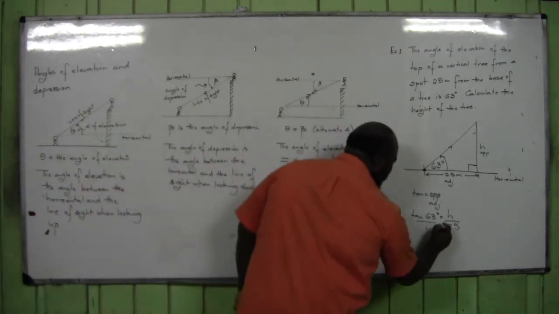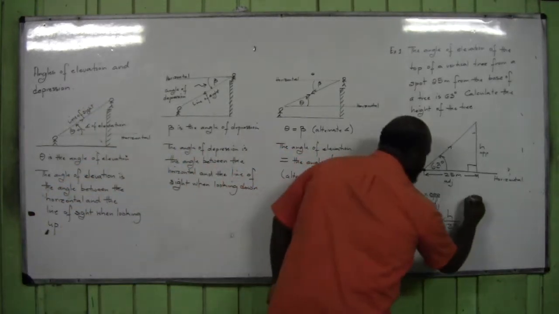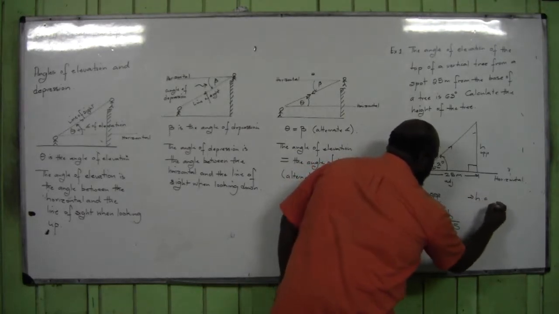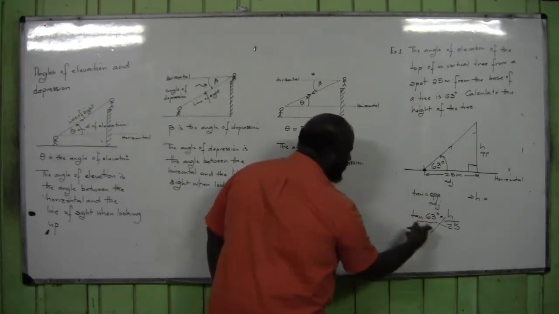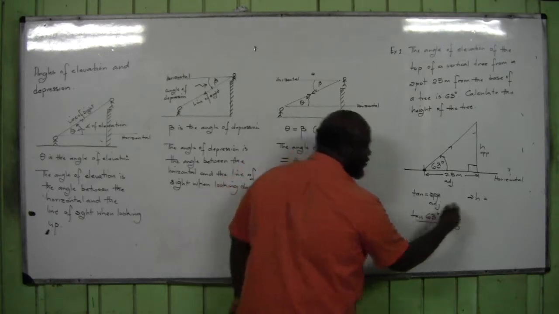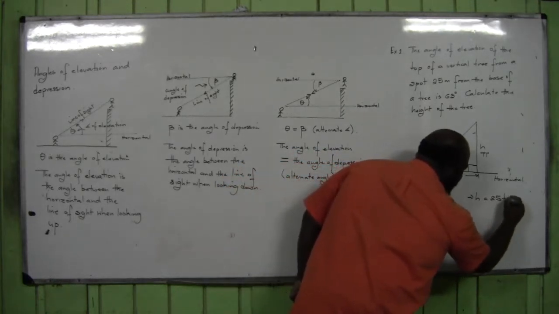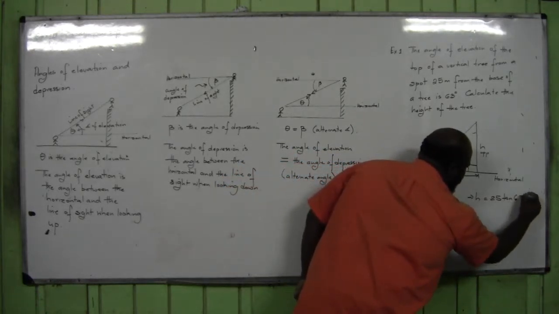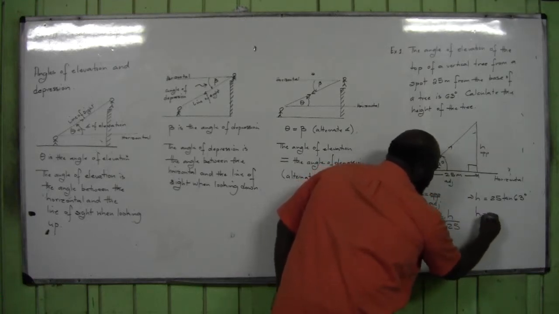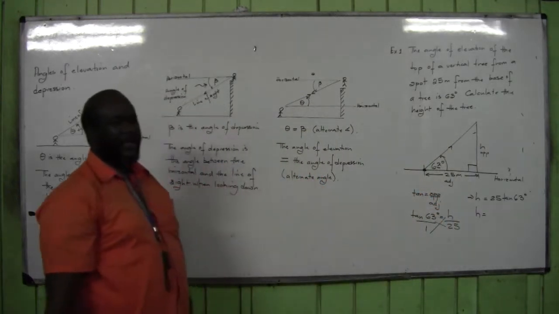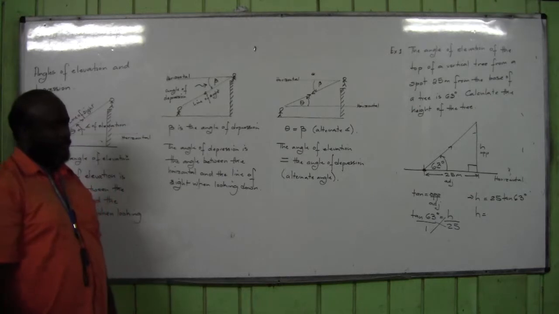What is 1 times H? H. 25 times tangent of 63. H is the height of the tree. Put that in the calculator and press equal.